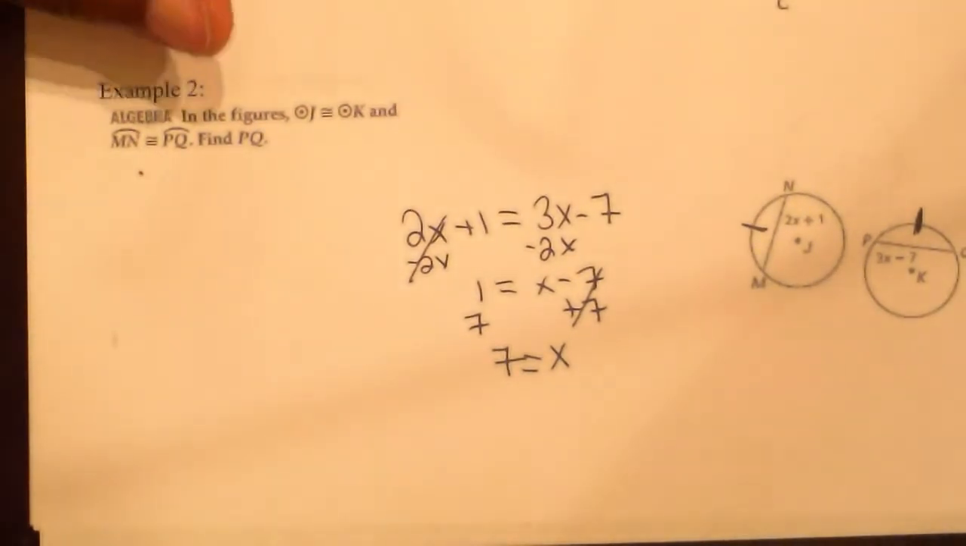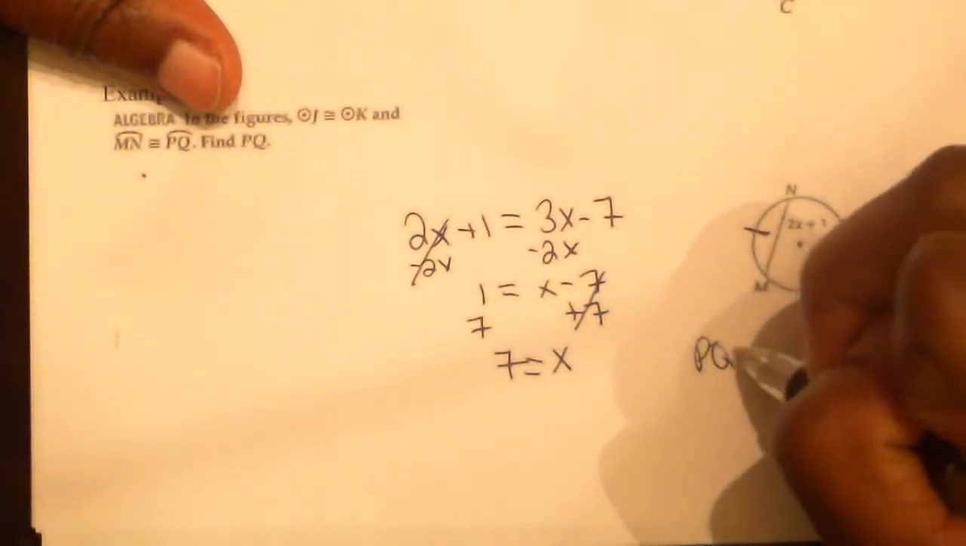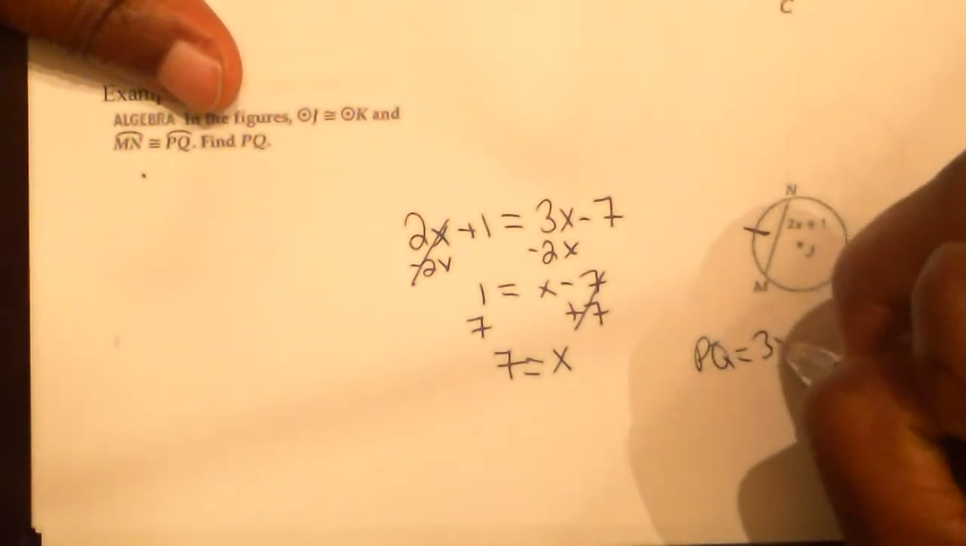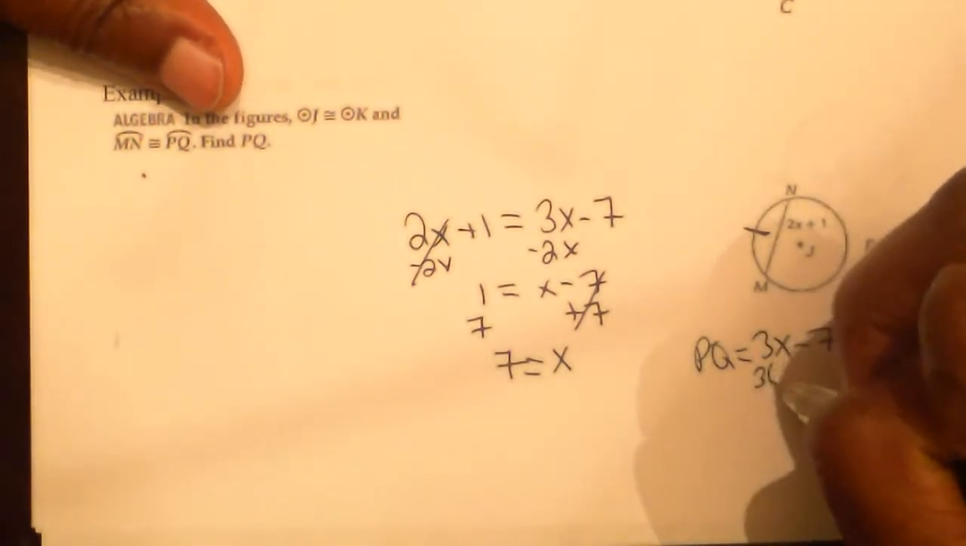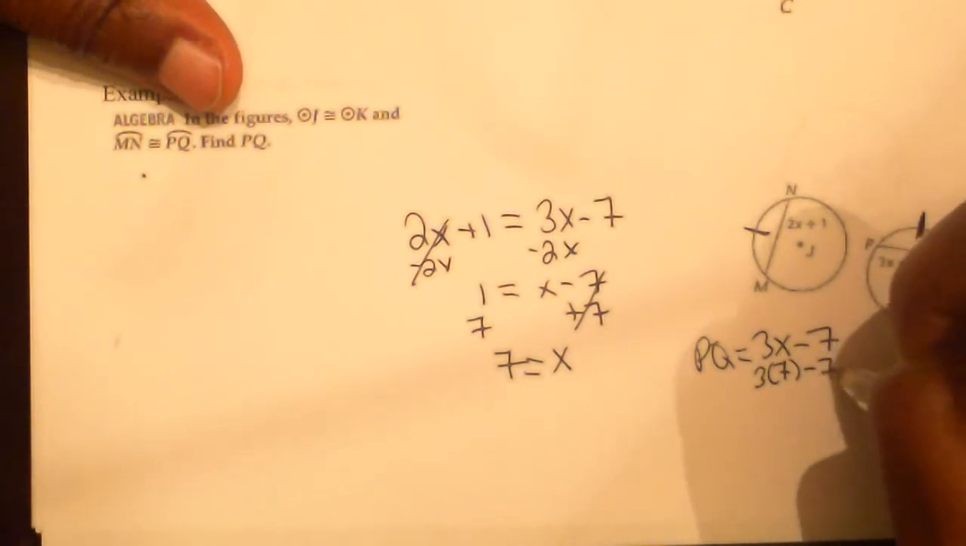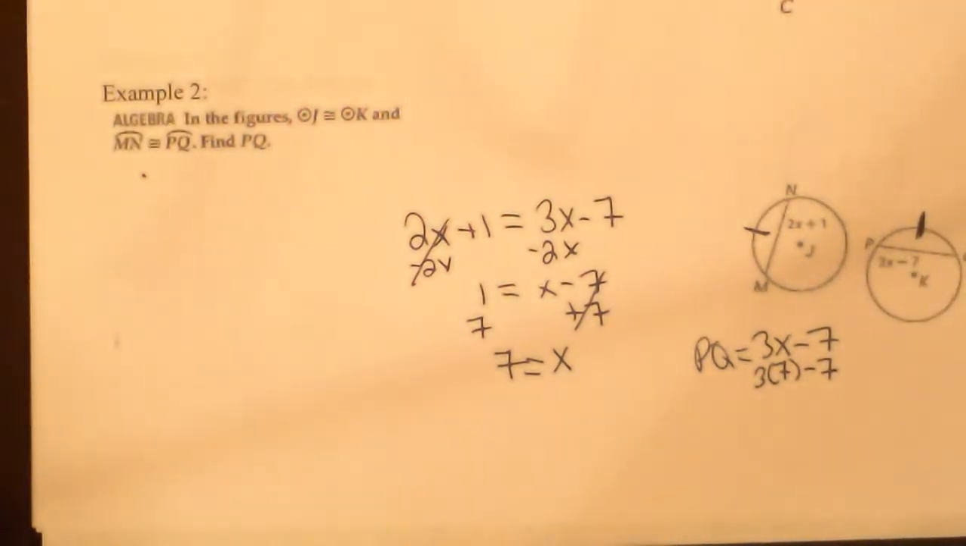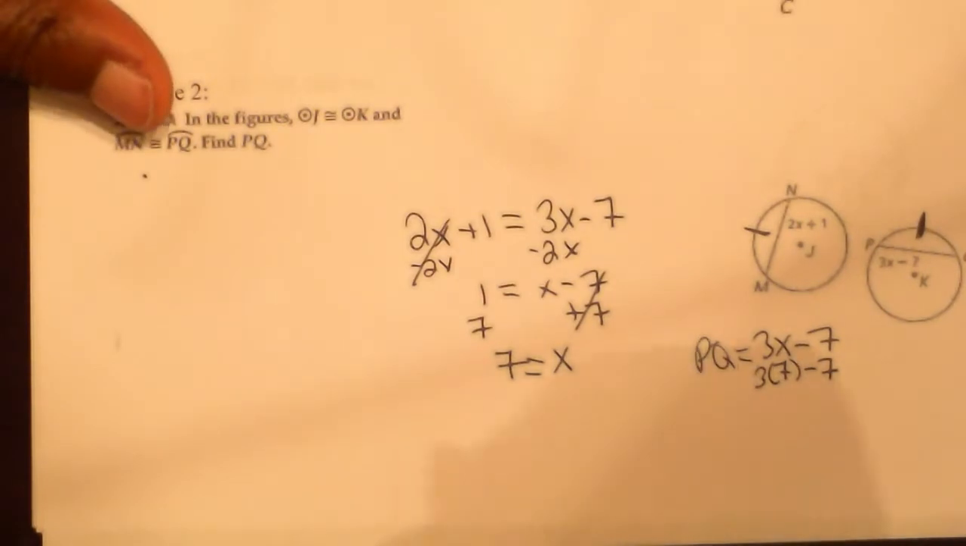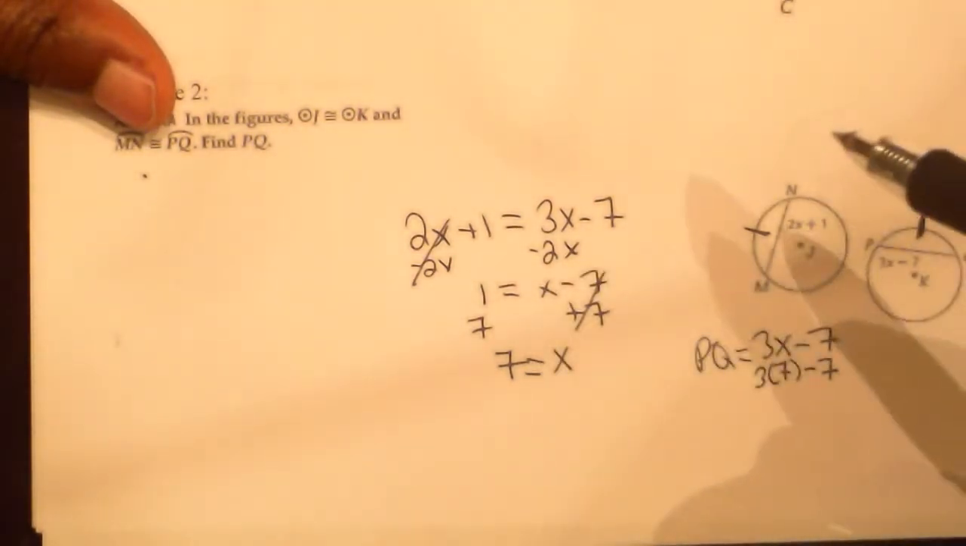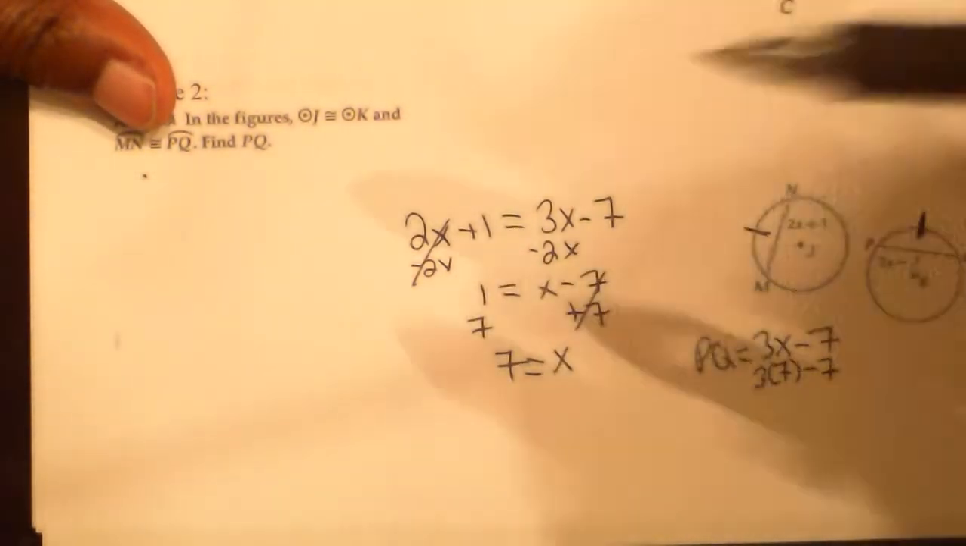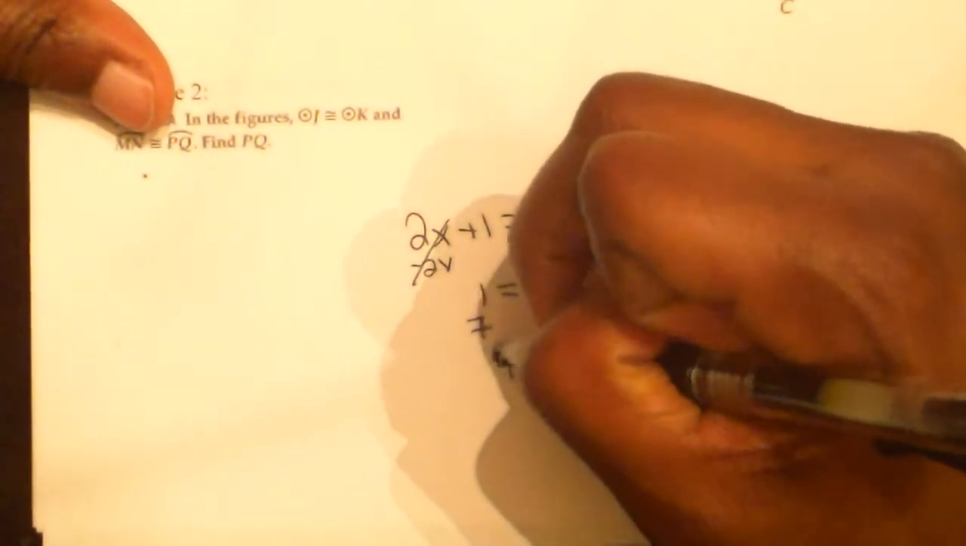The question asked us for PQ, so we plug it back into PQ, which is 3x minus 7. So we do 3 times 7 minus 7, and 21 minus 7 is what? I did something wrong. Oh, I'm sure y'all been shouting it out. Yeah, I'm sorry. This is 7 plus 1. That's supposed to be 8 over here. My bad.